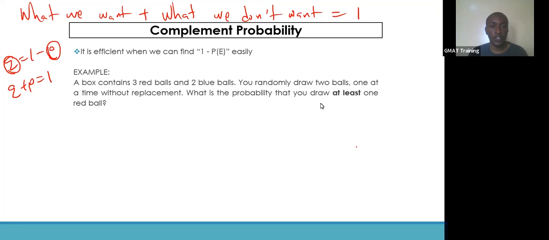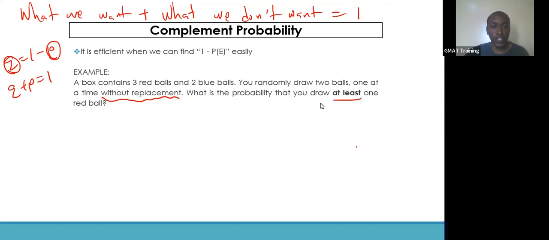Okay, the same question now, it's just modified to see what you can get using the complement probability. A box contains 3 red balls and 2 blue balls. You randomly draw 2 balls, one at a time, without replacement. Without replacement, this means we're dealing with dependent probability or dependent events, or what we call conditional probabilities. What is the probability that you draw at least 1 red ball?